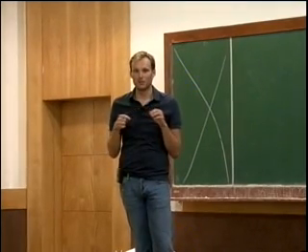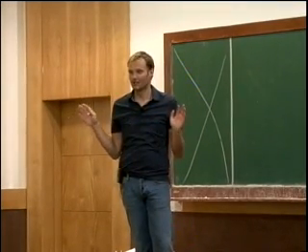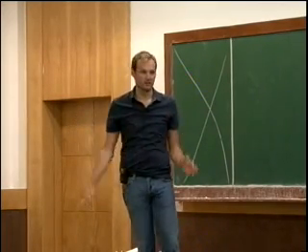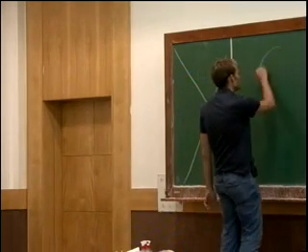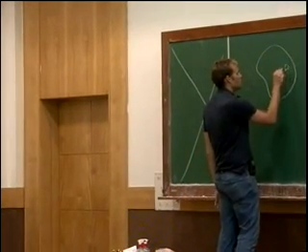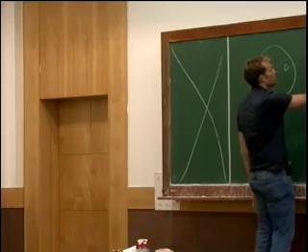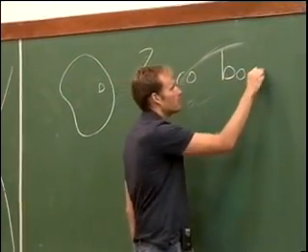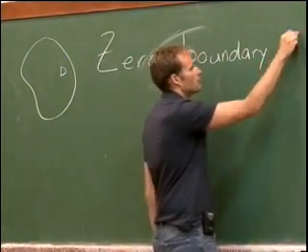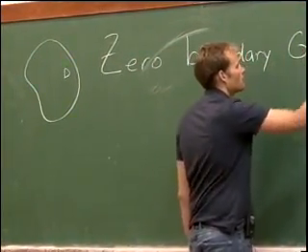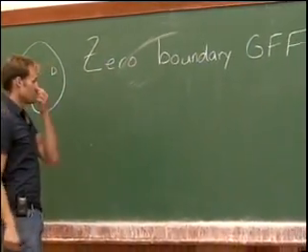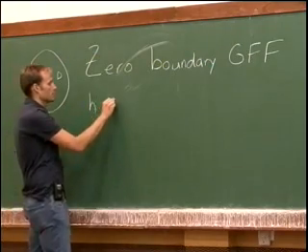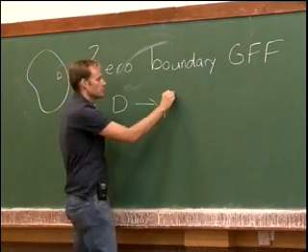Personally, I like what Wendelin said, that it's kind of different things to different people. And I actually like Wendelin's approach best, that you have some domain D, right? And I'm going to talk about zero boundary GFF. I like to think of it just as a function from the domain into the reals, and it's a random Gaussian function.